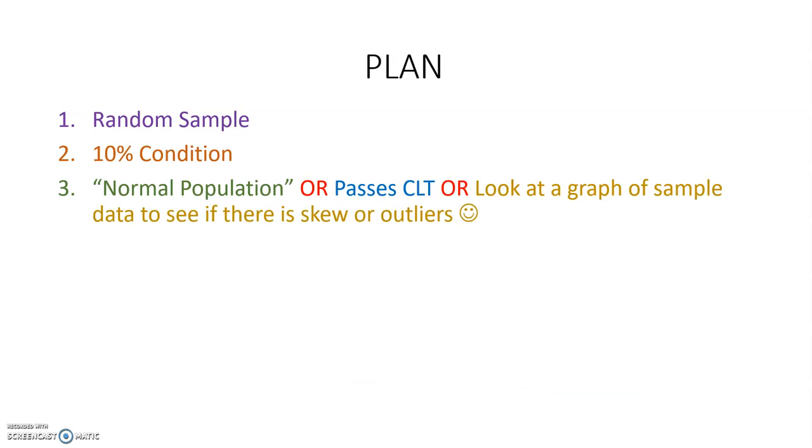Lastly is the shape. You're looking for the problem to say that it's a normal parent population, the population the sample came from, or that it passes the CLT. I'll remind you that's when n is greater than or equal to 30. If both of those fail, you have this last-ditch effort where you can look at a graph of the sample data to see if there's skew or outliers. This would tell us that the sampling distribution is normal if sigma is known.